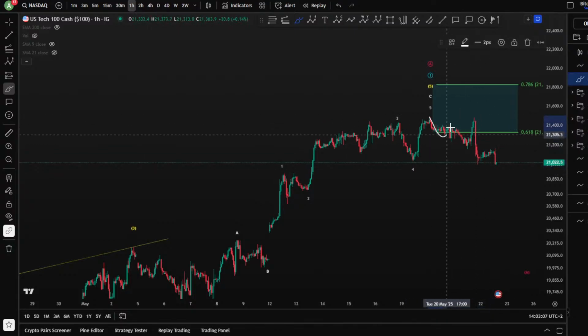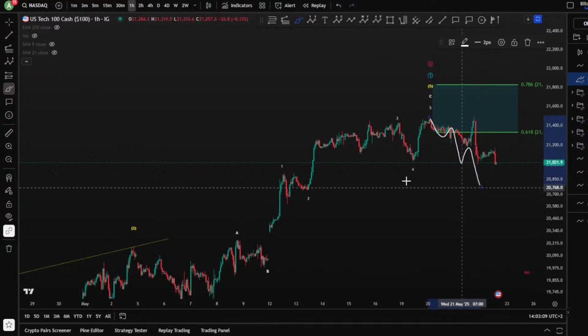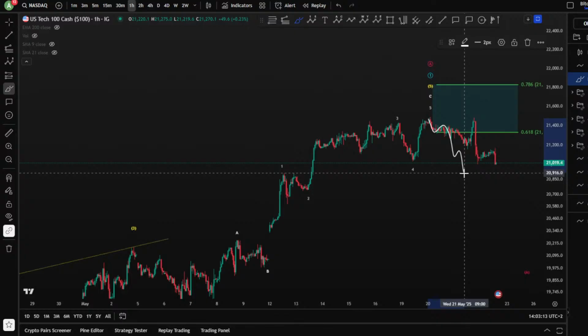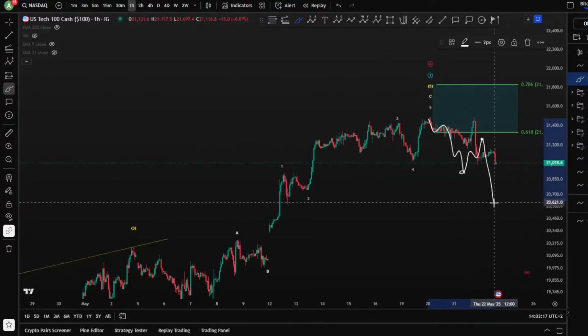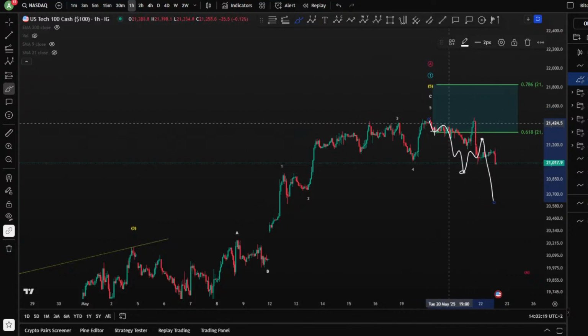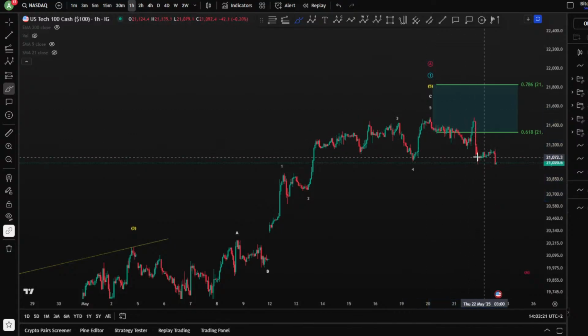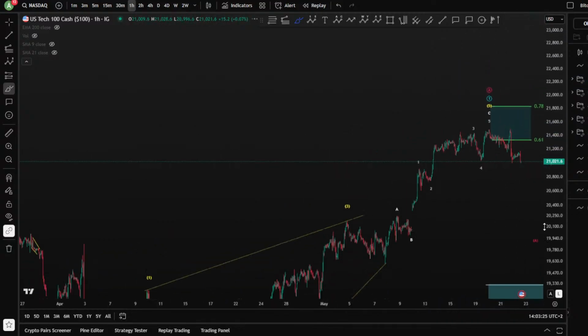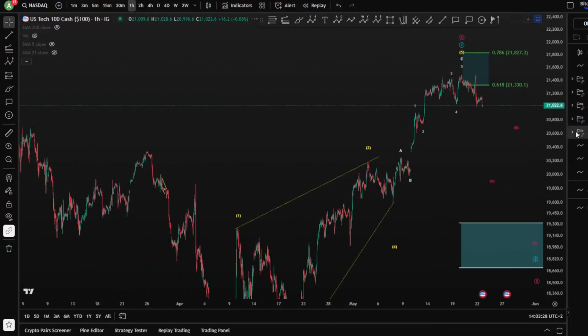What you would like to see is this: 1, 2, 3, 4 and a 5 formation of a wave 1, then an ABC for a wave 2, and then moving toward the downside. Now this is totally different, right? And that means we have to be careful. It might not have topped yet. So we have to be careful.